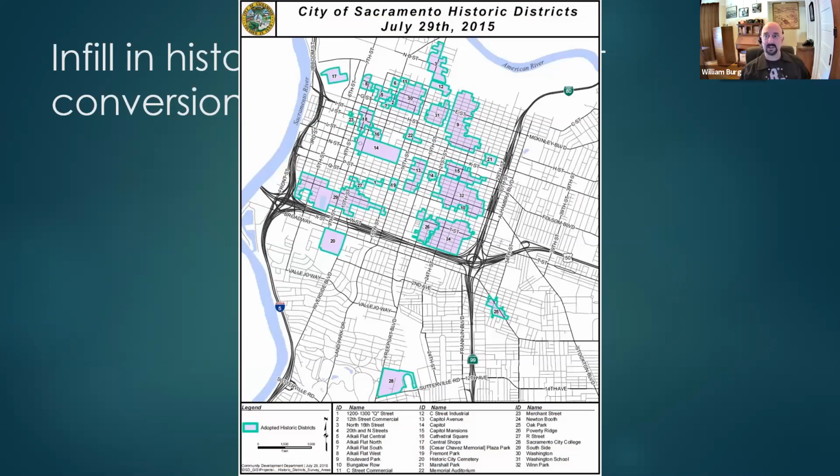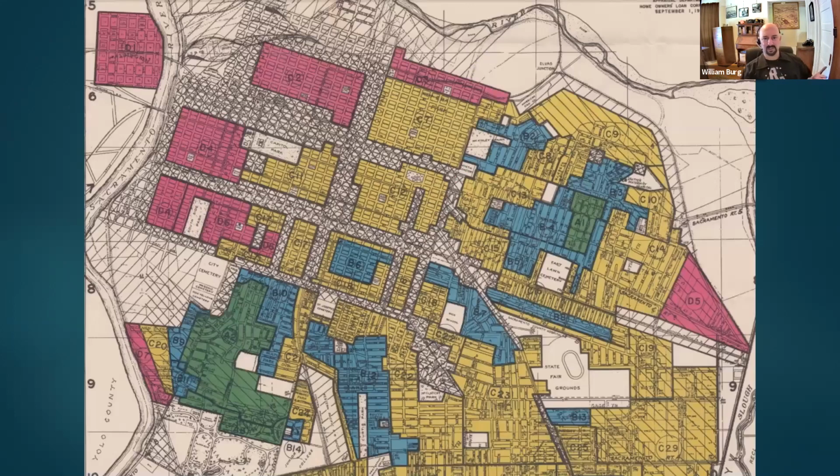But why is it that the central city is where you find all the historic districts? Is it because there isn't any historic architecture outside the grid? No, absolutely not. But once again, let's take a look at that map. Remember, the areas that were redlined are in the central city and Oak Park, and the other neighborhoods were not.